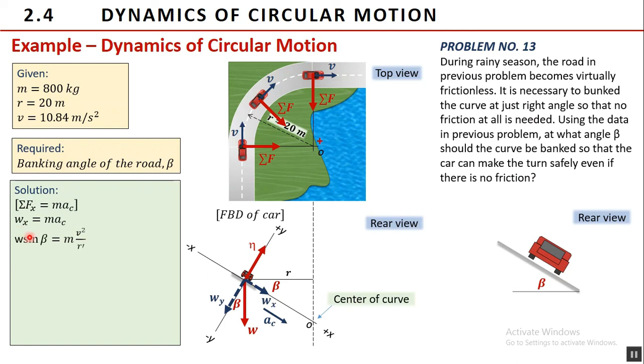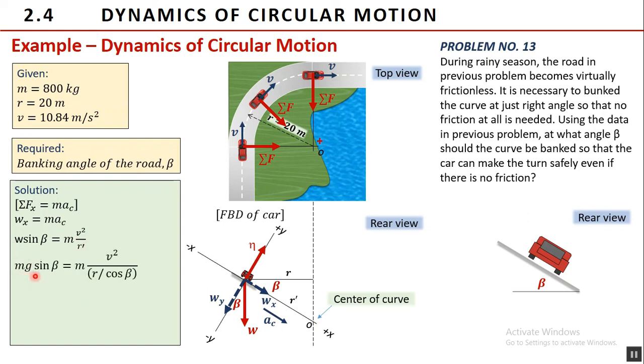But w sub x is also w sine of beta. And the centripetal acceleration is v squared over r prime. And this is r prime. Take note, we did not use the 20-meter radius, instead we will use the effective radius r prime, since the radius and centripetal acceleration must be parallel to each other. That's why we use r prime instead of the given radius, 20 meters. But weight is also m times g.